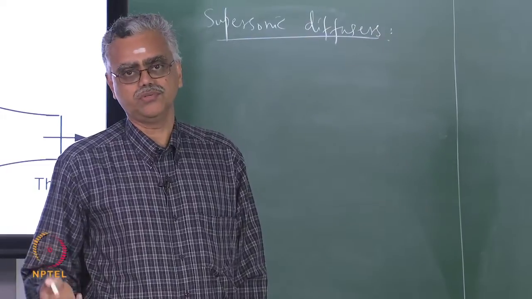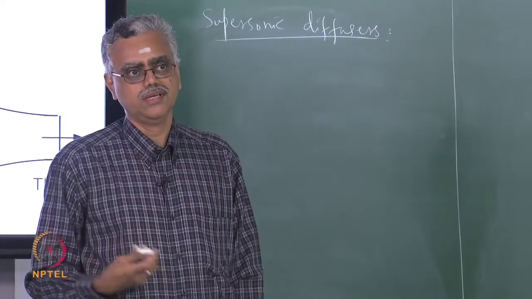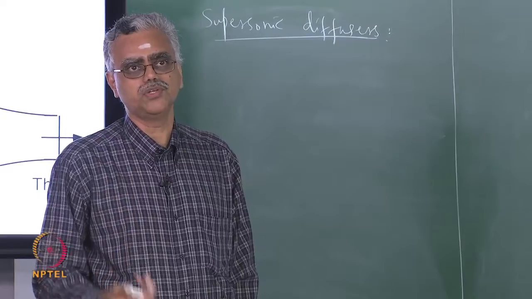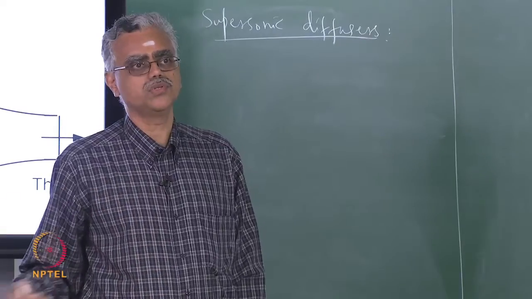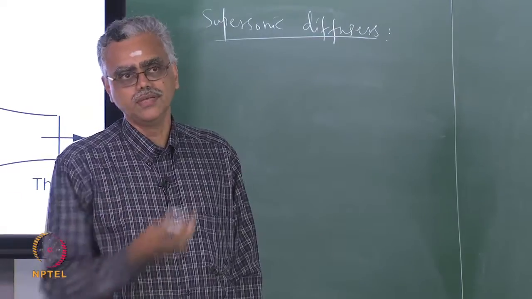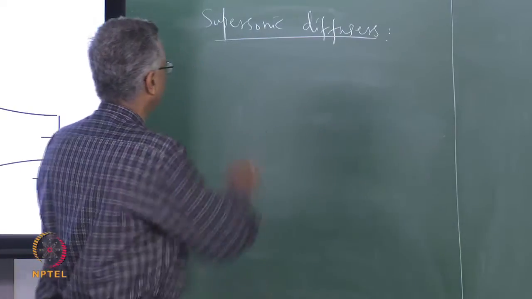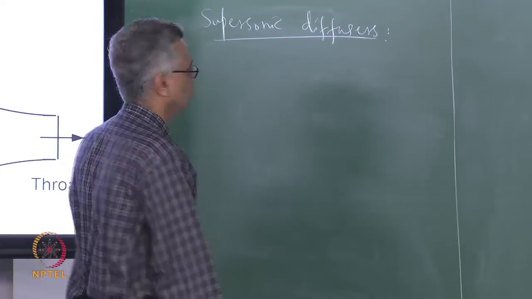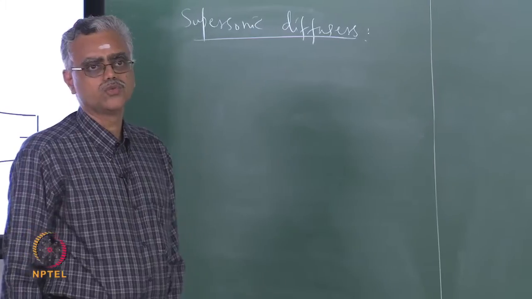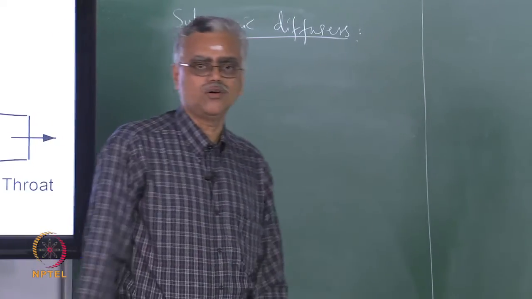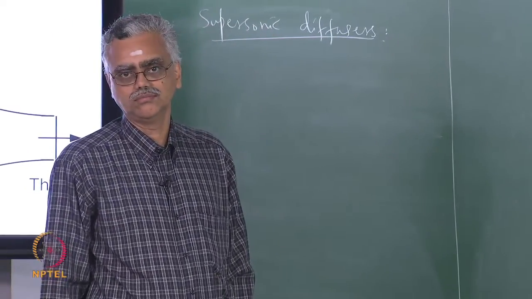You do not need a compressor because slowing down the air gives you the pressure rise that you want, and you no longer need a compressor to increase the pressure. Okay. But this deceleration has to be done very carefully in something called a supersonic diffuser. A supersonic diffuser is the exact opposite of a supersonic nozzle.